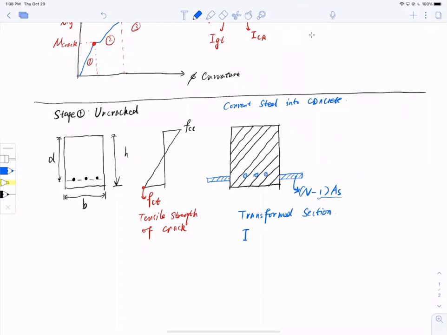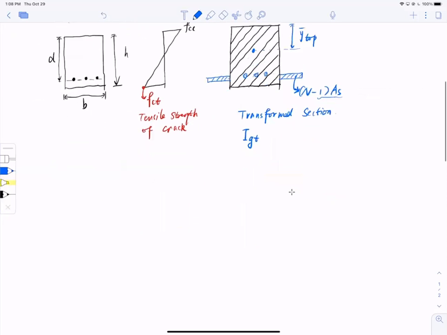Now, the moment of inertia for this case is called I_GT. In this case, we need to determine the centroid of this transformed section. If I assume this is the centroid of the transformed section, the height from the center of this transformed section to the top is y top. So how do we find this center? You already learned it from mechanics of materials, but still, let's take a look. How do we do that?